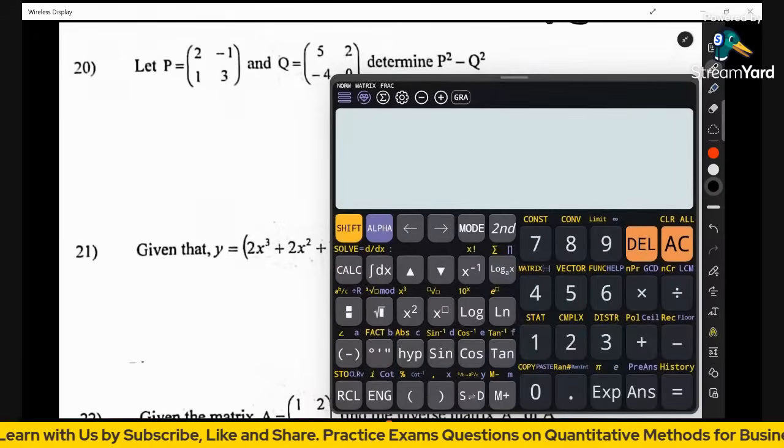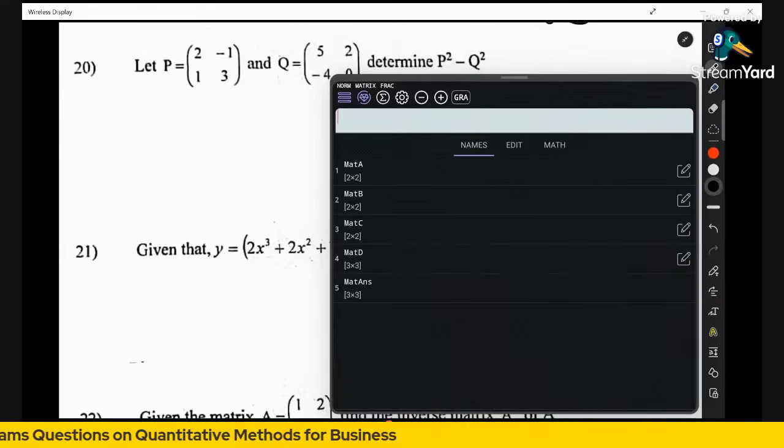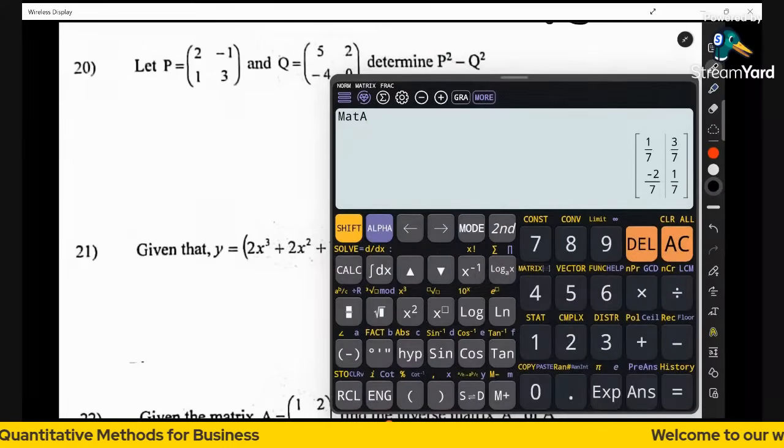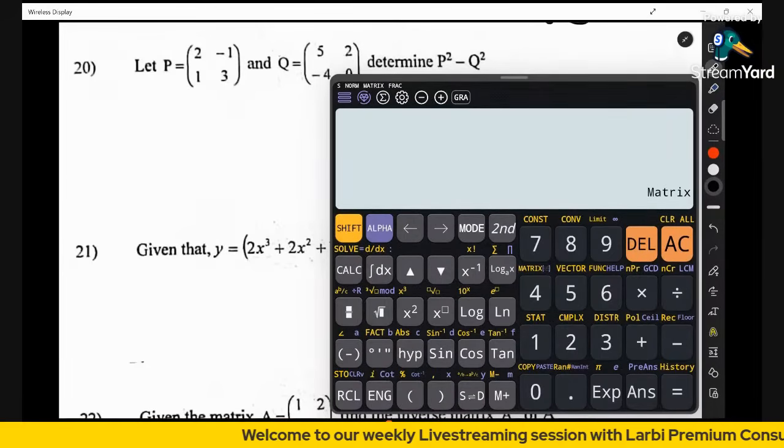Okay, so once I get my matrix, I'll press shift and then locate matrix here, which is 4, and then key in my value. Let's go for P and then Q. P is 2, negative 4, 3, so shift plus 4.